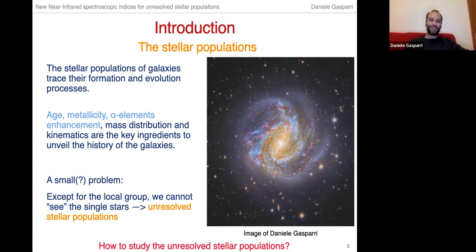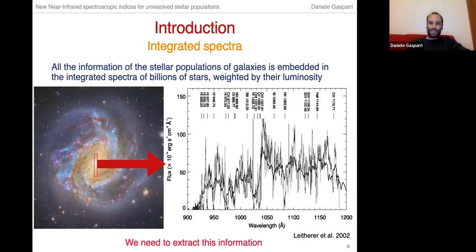So the following question is how we study the unresolved stellar populations. Well, through the so-called integrated spectra, which is the spectra containing the information of billions of stars weighted by their luminosity. When we put a slit through the central region of a galaxy in this image, we see the spectra on the right. We see the spectra combined of all the stars contained in the slit, weighted by their luminosity, which is, for example, AGB giant stars will dominate in light with respect to the dwarf stars, or a star like our sun.